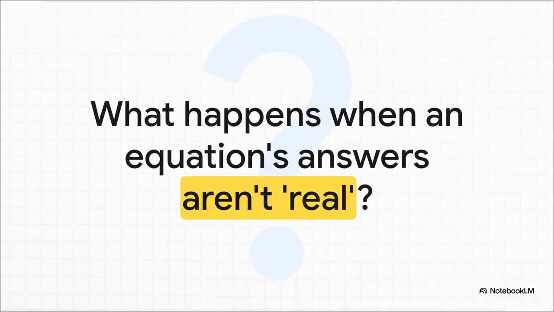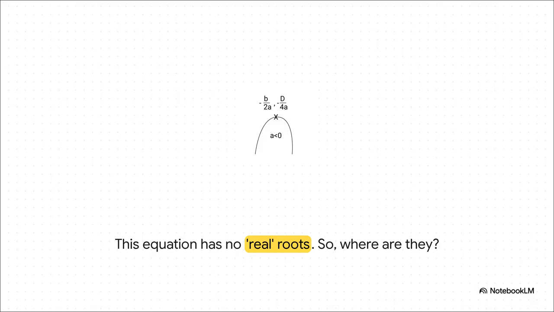I mean, really think about it. How many years did you spend in school solving equations? And we were always looking for that one answer, right? The one you could actually point to on a number line. But what happens when you solve for x and poof, the answer just isn't there? Where does it go?